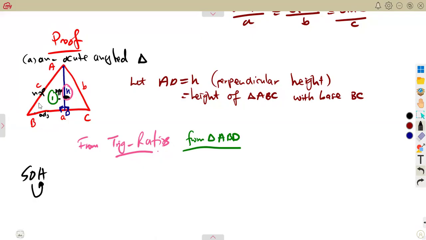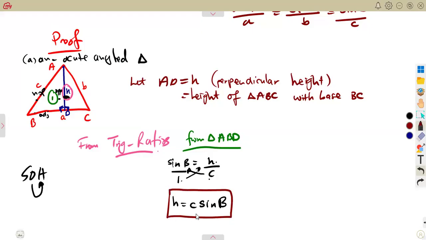So we see that we've got opposite and hypotenuse, meaning we can have the sine of B. That is opposite over the hypotenuse, which is h over the hypotenuse, which is C. Remember, what we want is something in terms of h, so let us make h the subject. We're just going to cross multiply, that means 1 times h is equal to C times the sine of B. So we have formed an equation of h. That is, h is equal to C sine B.